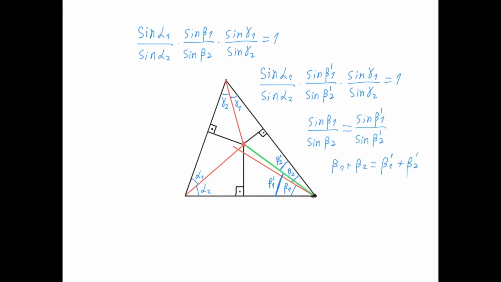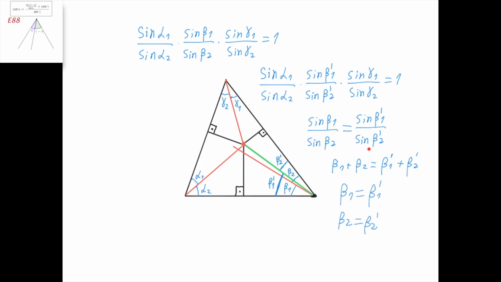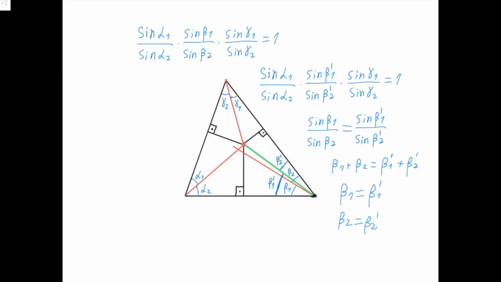We know that the sum of beta 1 and beta 2 equals the sum of beta 1 prime and beta 2 prime, because both sums equal, as you can see in the picture, this angle of the triangle. And now from this equality and this equality, we can conclude that beta 1 equals beta 1 prime and beta 2 equals beta 2 prime, because it follows that the cotangent of beta 1 equals the cotangent of beta 1 prime, and the cotangent of beta 2 equals the cotangent of beta 2 prime. And we know that beta 1, beta 2, beta 1 prime, and beta 2 prime are between 0 and 180 degrees, and therefore beta 1 must equal beta 1 prime, and beta 2 must equal beta 2 prime, meaning that the red line and the green line are actually the same line.